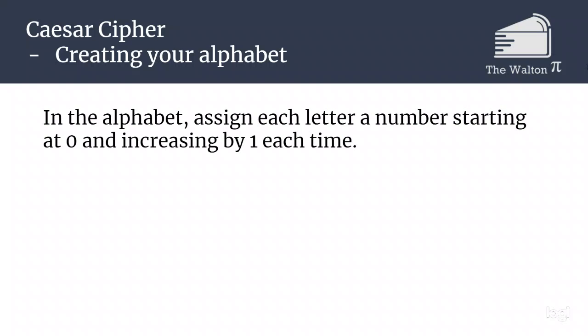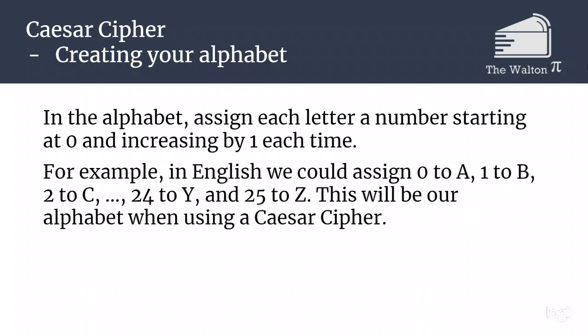So to start off with a Caesar cipher, we take our alphabet of letters, so maybe in English we are going to use the letters A, B, C, and so on, and we assign each letter a number, starting at 0 and then increasing by 1 for each consecutive letter. So in English, we would assign 0 to A, 1 to B, 2 to C, and so on and so forth until we get to 25 to Z. This is going to be our alphabet when we use a Caesar cipher. Every letter corresponds to a number.